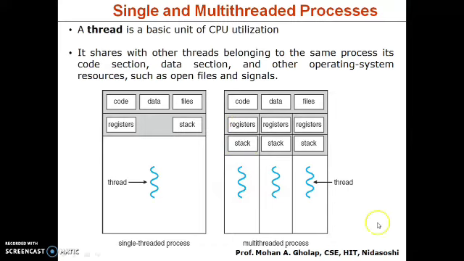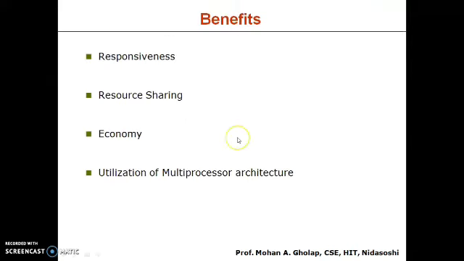Next we'll see the benefits of multi-threading. There are mainly 4 benefits listed here: responsiveness, resource sharing, economy, and utilization of multiprocessor architecture.